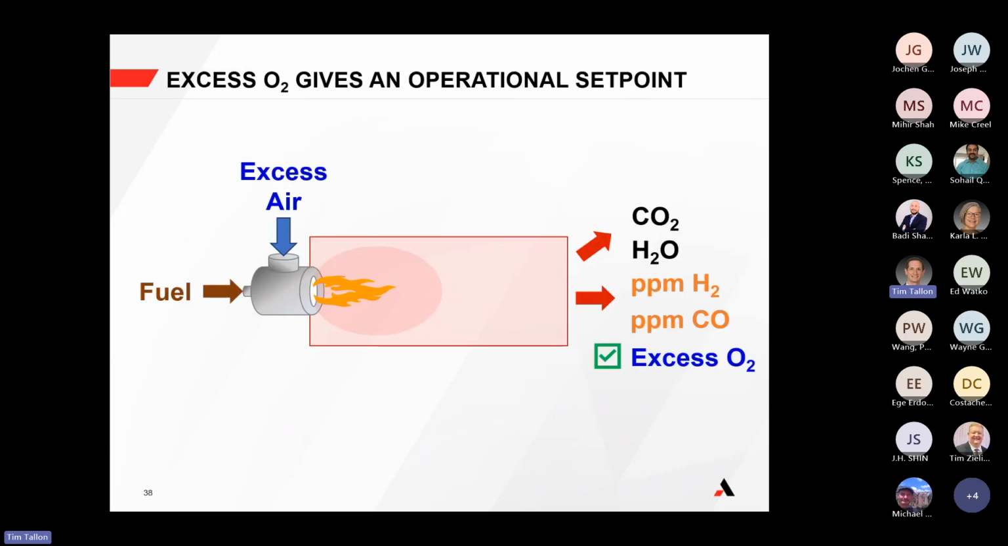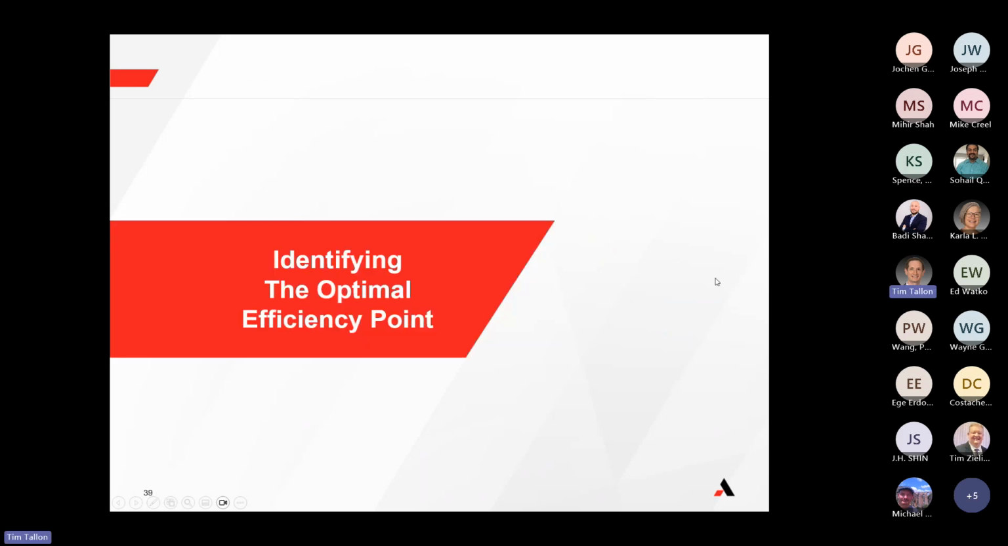And so in the flue gas measurements that we mentioned, that's why it's important to have excess air for normal operation, and that's also why it's important to have excess oxygen and to measure it in the flue gas. Now, how do you identify that optimal efficiency set point? How do you find what's most efficient?